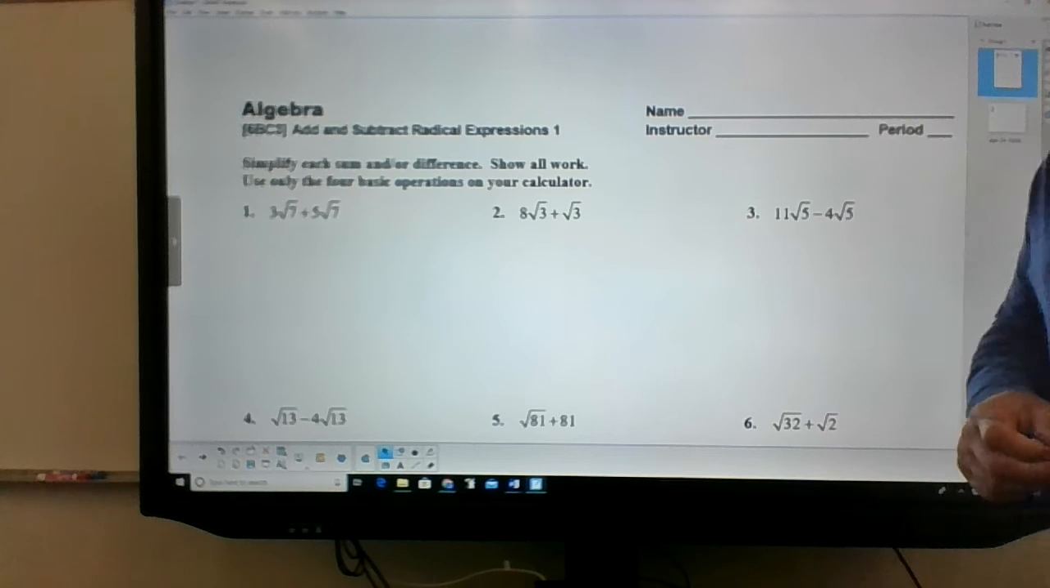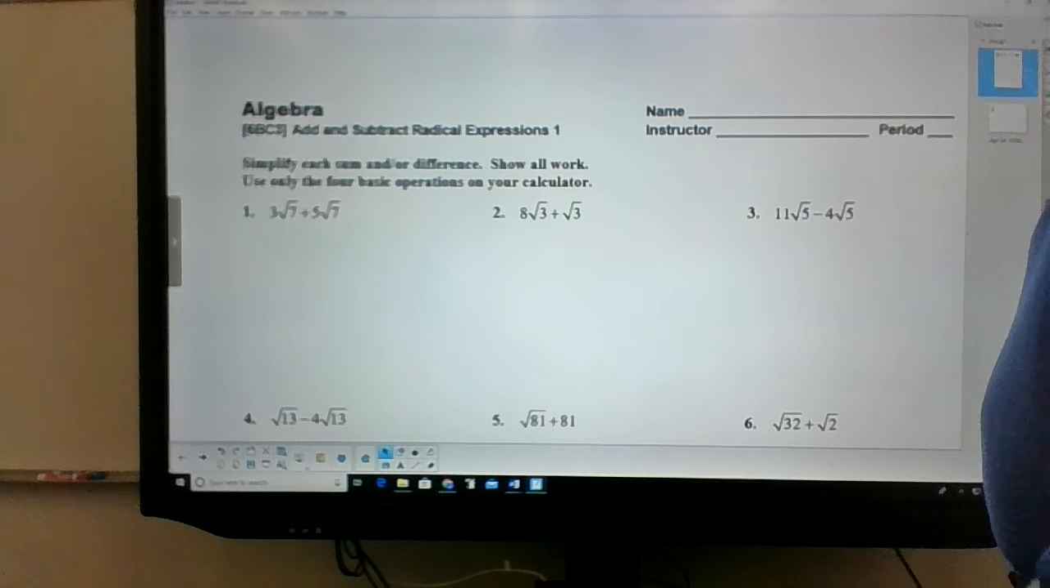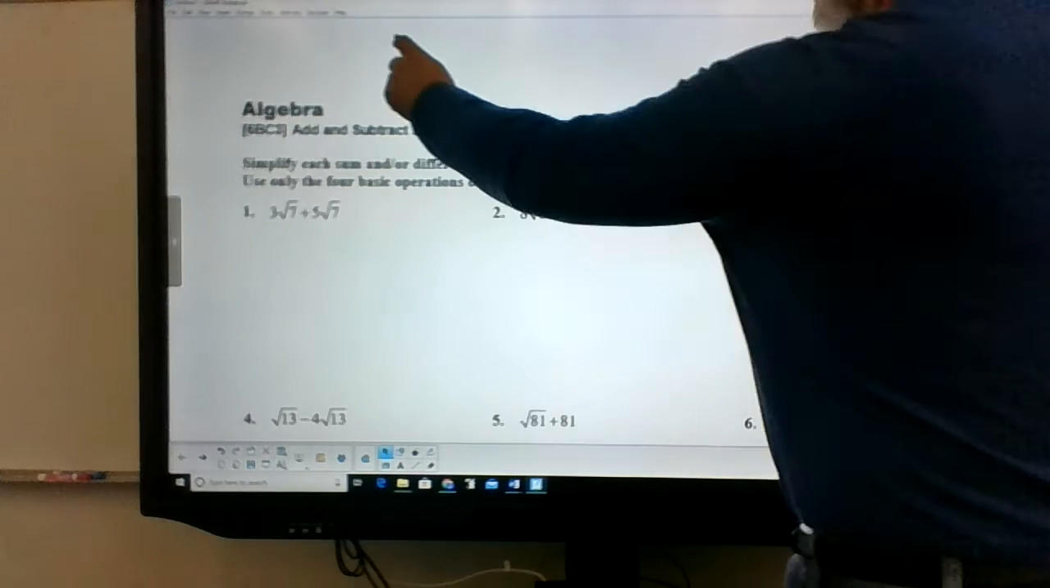In the last section for the next test, I'm going to do 6BC-3 and 6BC-4 together. This is adding and subtracting radical expressions. Here's how I want you to think about this. We have 3 radical 7 plus 5 radical 7 in the first one.